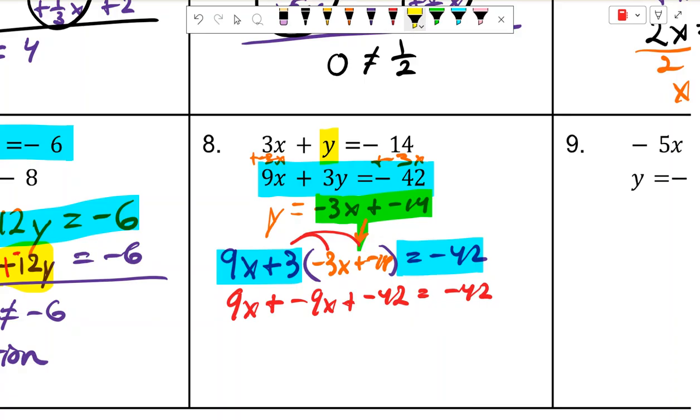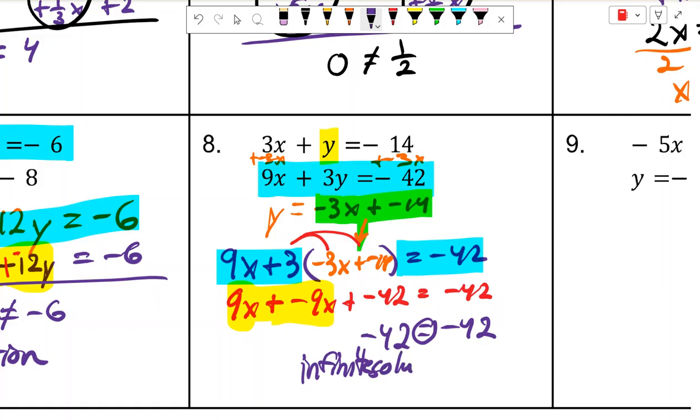And you can see what's going to happen right here. 9x plus negative 9x is 0, and what's left over? Negative 42 is equal to negative 42. That's a true statement, so this is an infinite solutions, all lowercase.